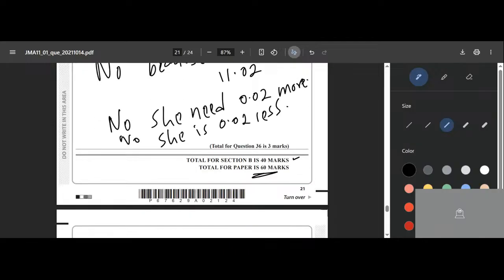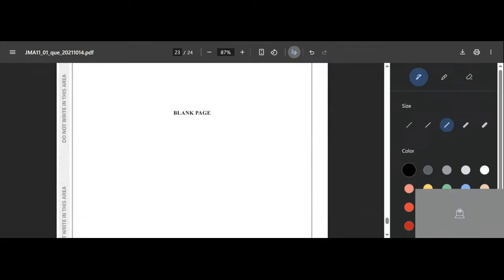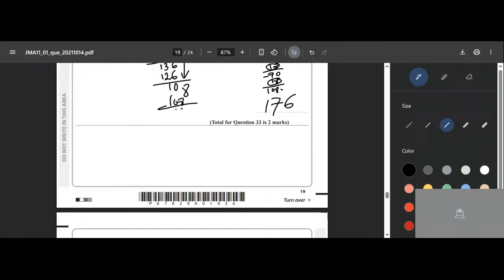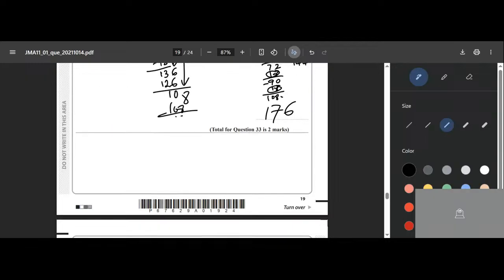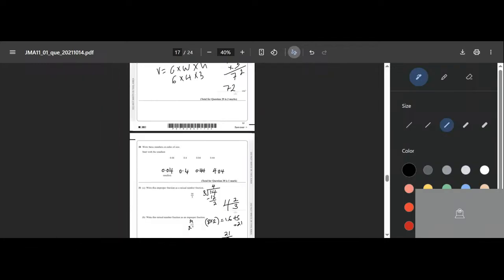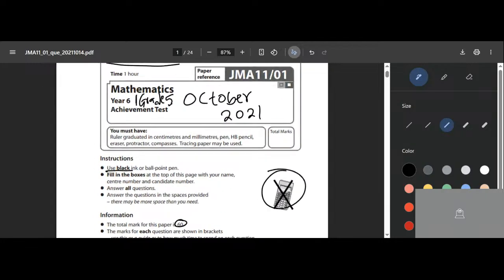So this is how generally this question was supposed to be done. Don't worry, the other pages are blank pages. From page 22, 23, and 24, there are blank pages. And that is how this paper generally was supposed to be done. And you have seen how much time it has taken us to solve this paper. It was a very good paper.